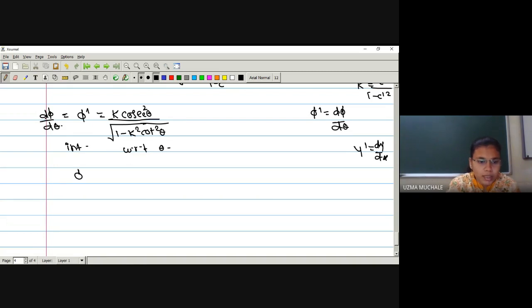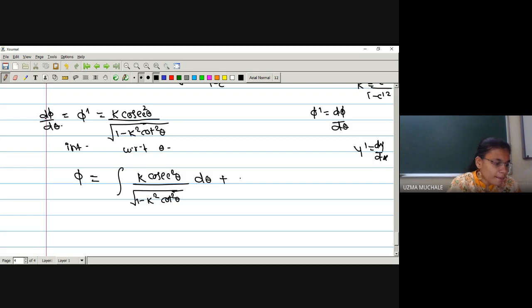What will be the resultant? As you integrate, it will be phi and the integration of k cosec square theta divided by under root of 1 minus k square cot square theta. Here we integrate with respect to theta, and let us take another constant, the constant of integration, say alpha.